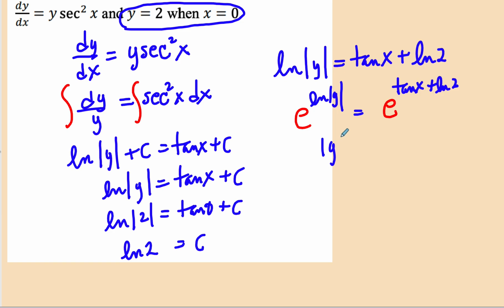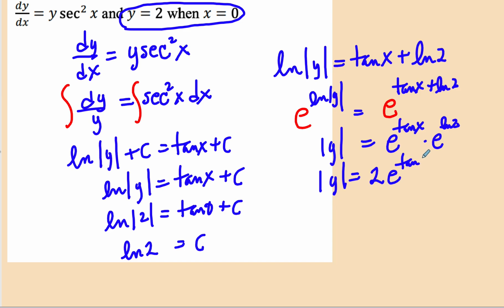So now we have absolute value of y, which is what I want. I want to get y by itself. And now on this side, I have e to the tan x, and you can say times e to the natural log of 2. You can use your exponent rules and separate it in this way. And so we now have the absolute value of y is equal to, and e and natural log of 2 will undo each other, and this will be a 2, e to the tan x. Now, when I drop the absolute value on y, I'm going to have plus or minus 2e to the tan x.